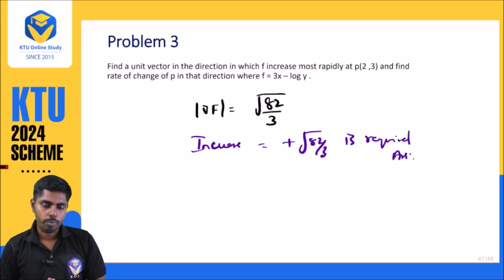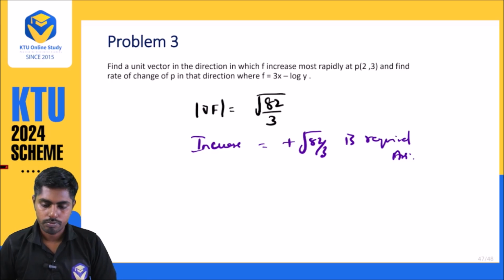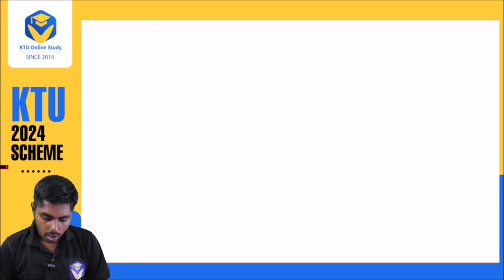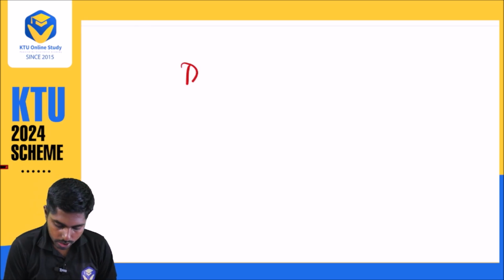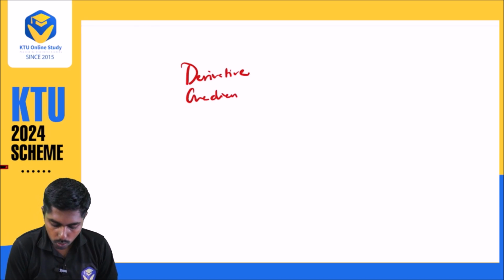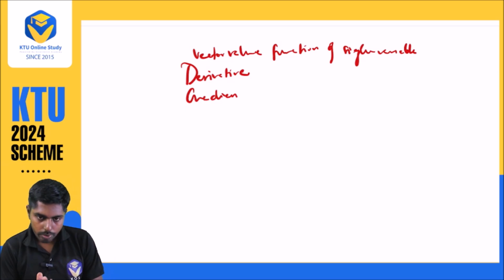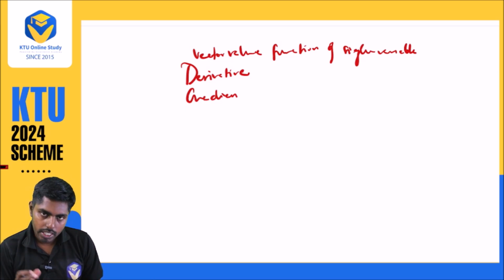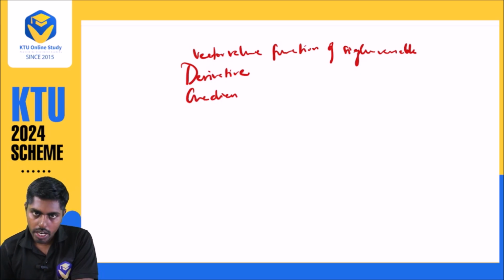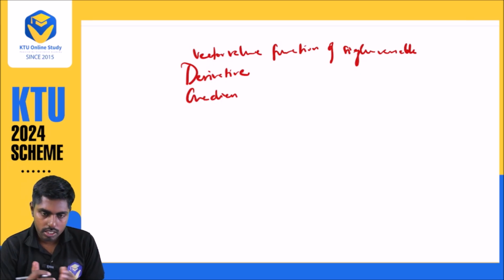Okay, this is the topic we have covered. Till now, what topics have we covered? We have covered the derivative and gradient, and the meaning of vector valued function of a single variable. We also covered the concept of scalar and vector. That is, with magnitude and direction is what? Vector. This is the concept we have learned.